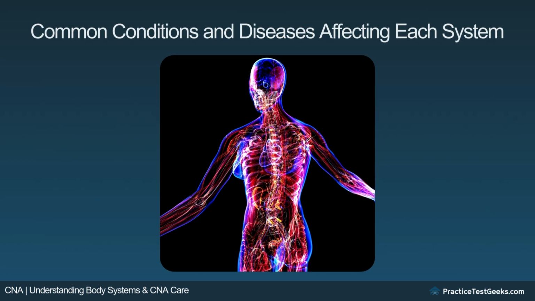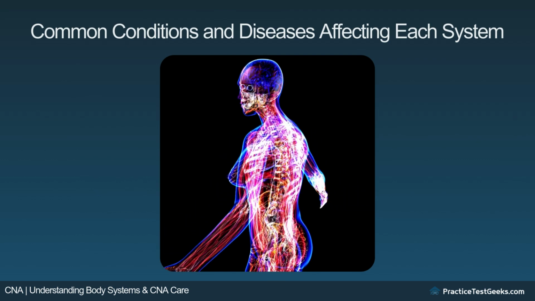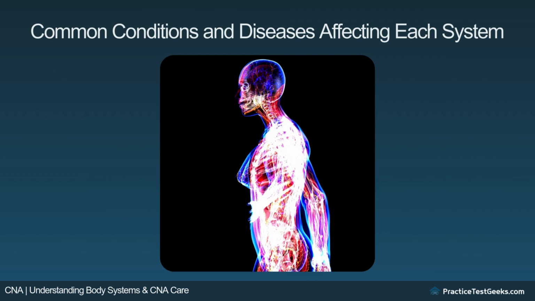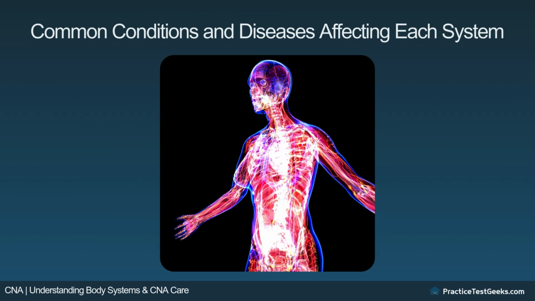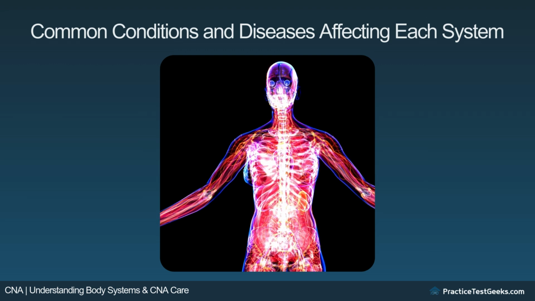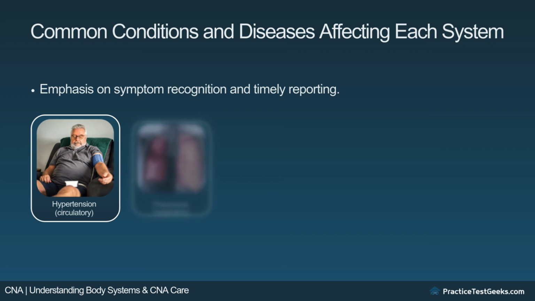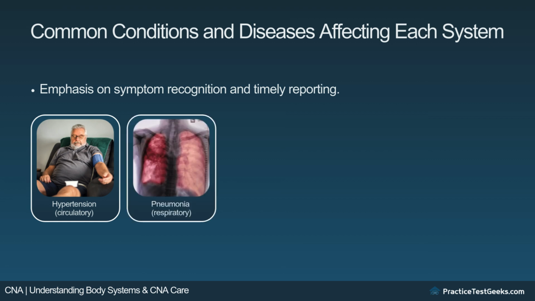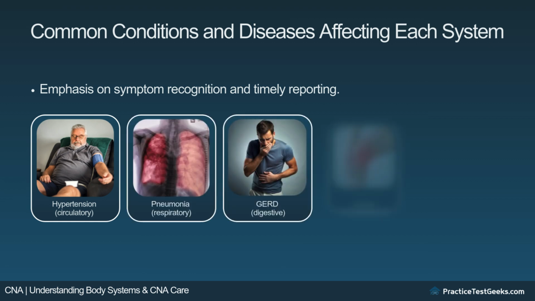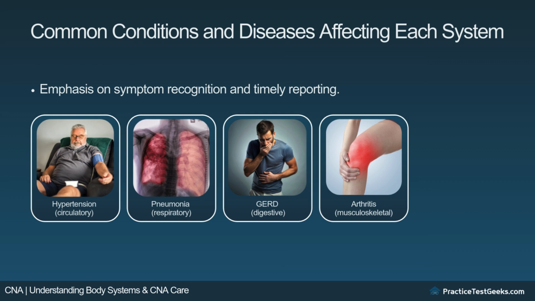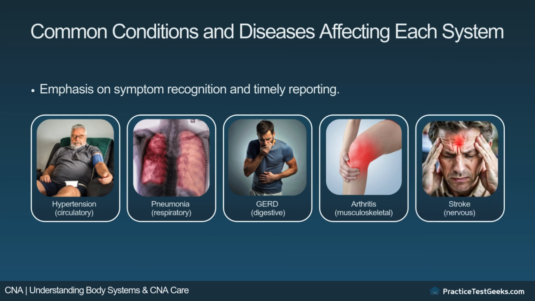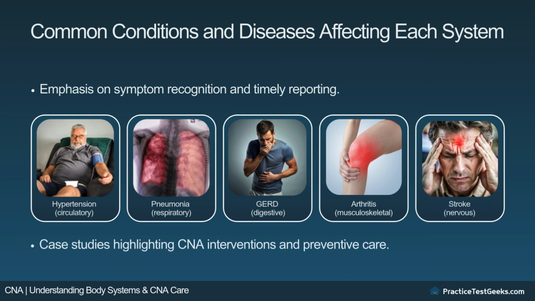Common conditions and diseases affecting each system. This module reviews frequently encountered diseases, their symptoms, and CNA care considerations across all systems. Emphasis on symptom recognition and timely reporting. Examples include hypertension, circulatory, pneumonia, respiratory, GERD, digestive, arthritis, musculoskeletal, and stroke, nervous. Case studies highlighting CNA interventions and preventive care.